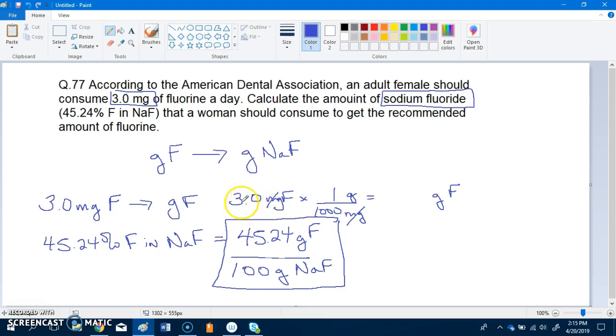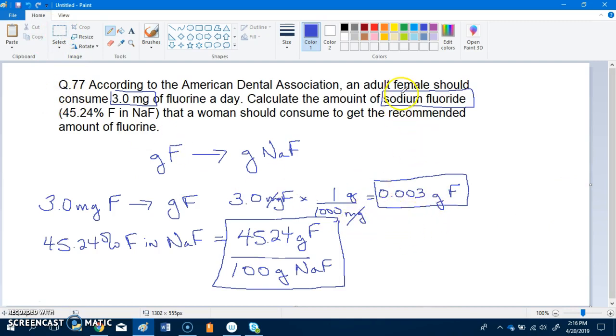So we're going to multiply 3 by 1, gives us 3, divided by 1,000, we get 0.003. And it's this conversion here that we are going to use instead of milligrams, because we always want to do this in grams. Now the answer at the end, we will have to switch back to milligrams, but we will do that in a moment.